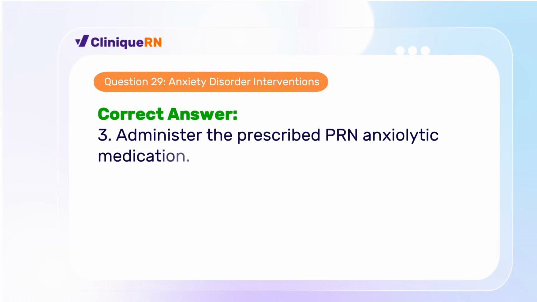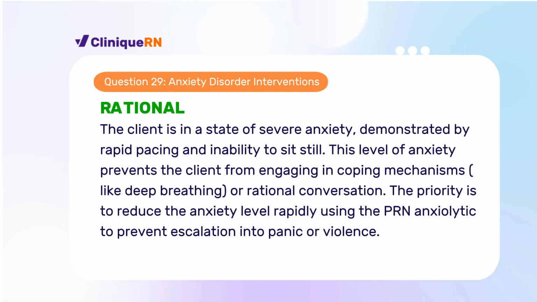The correct answer is 3. Administer the prescribed PRN anxiolytic medication. Rationale. The client is in a state of severe anxiety, demonstrated by rapid pacing and inability to sit still. This level of anxiety prevents the client from engaging in coping mechanisms like deep breathing or rational conversation. The priority is to reduce the anxiety level rapidly using the PRN anxiolytic to prevent escalation into panic or violence.